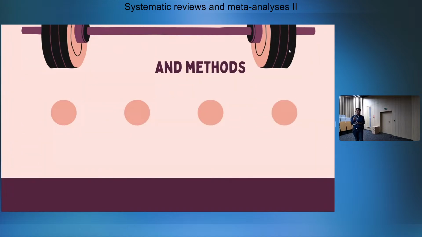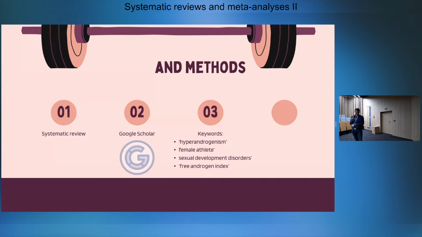A systematic review explored the link between androgen levels and athletic performance improvement. Google Scholar was searched using keywords like hyperandrogenism, female athletes, sexual development disorders, and free androgen index. Only articles in Polish and English published after 2010 were included in the study.